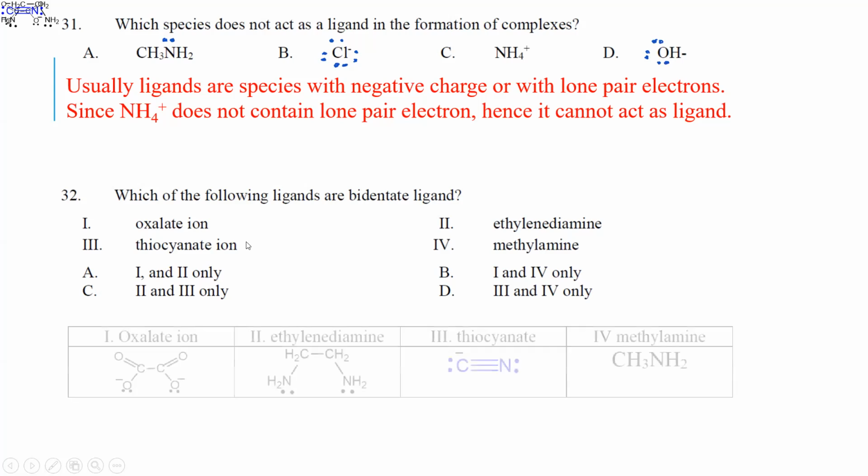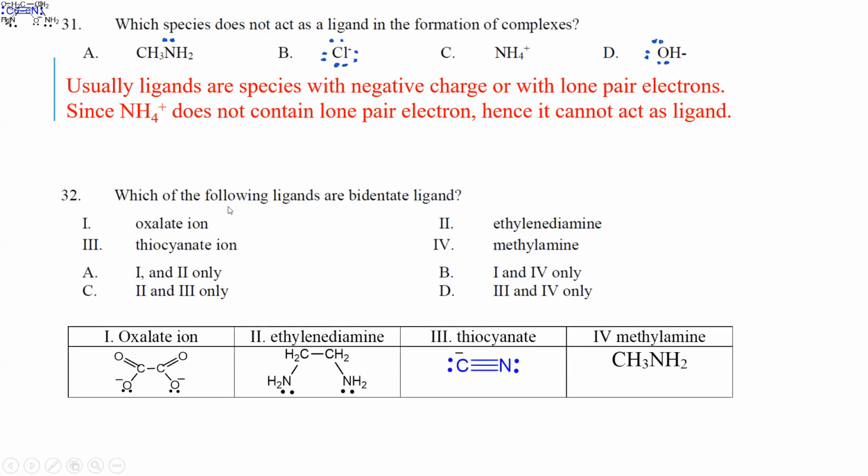I think this is very deja vu, isn't it? Okay, so 32, I already asked that, so it shouldn't be much of a problem. And for your information, this is thiocyanate. I drew it wrongly, sorry. Thiocyanate is supposed to be SCN, and the ligand donor atom belongs to sulfur. Sulfur is the one that will form the bond, you can calculate from the formal charge. Okay, and methylamine is a monodentate ligand. Okay, so that is for number 32.